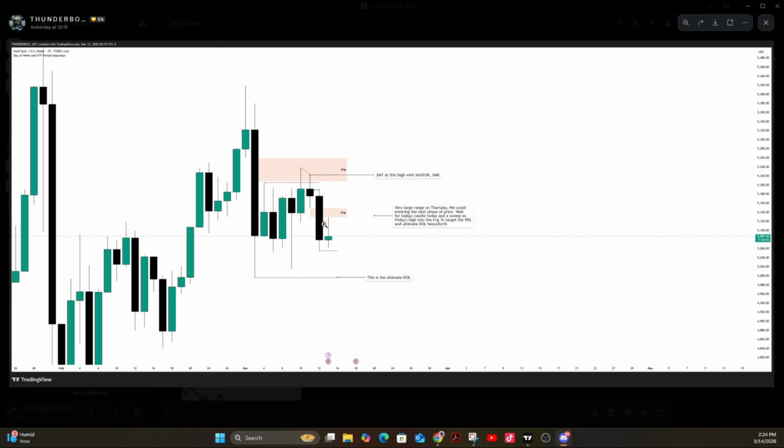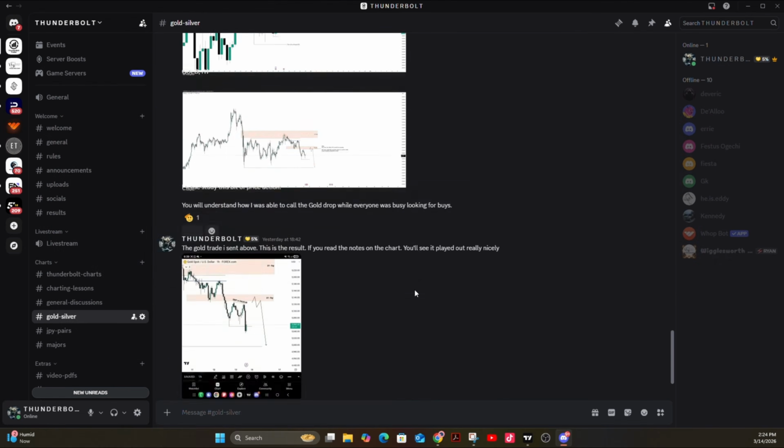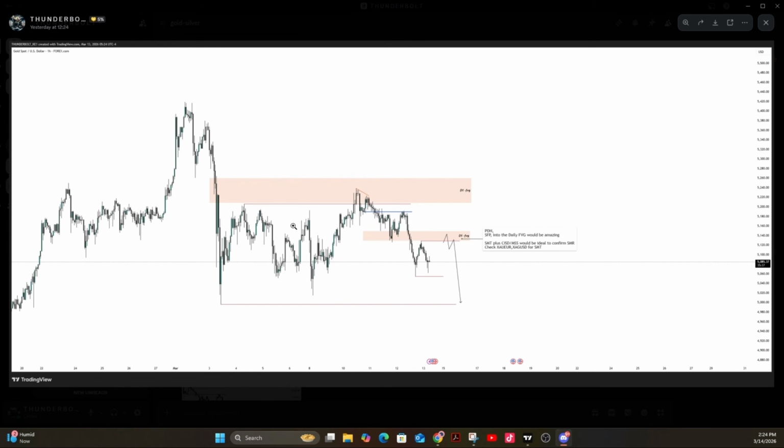Actually, this high was taken out on XA Euro, which left SMT on the H1 on gold. And then this is the ultimate drawn liquidity, which we have not taken out yet, but I'm expecting to actually get taken out on Friday. So this is H1. You can see inside of that daily fair value gap that I was talking about.